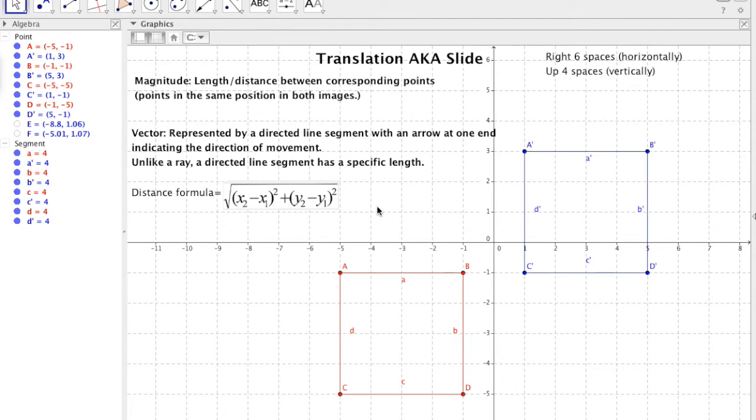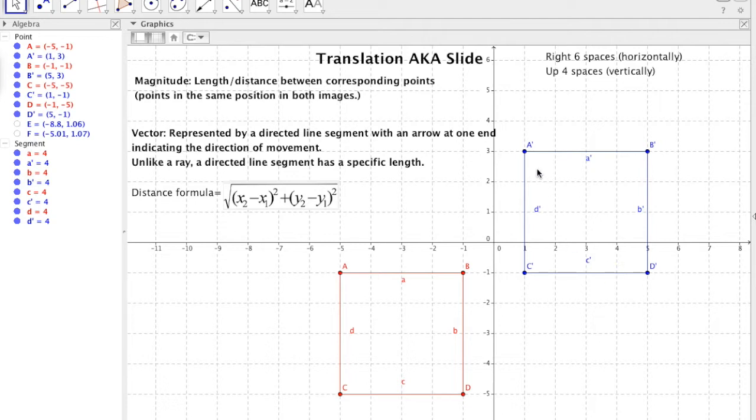Welcome to Intro to Translation Part 2. What your partner learned, and they will be able to show you, is how they took this original image, the pre-image, which was originally this figure right over here, a square, and we translated it. We made this figure slide over to this spot right over here.